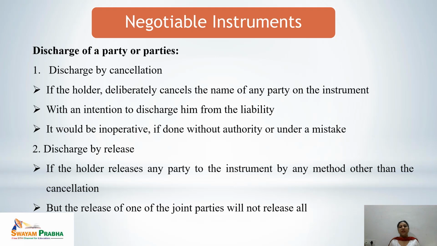If the holder releases any party to the instrument by any method other than cancellation, meaning if the holder willingly discharges any party or willingly accepts the cancellation, this would be covered under this point. But it is important to note that the release of one of the joint parties will not release all the parties. Meaning if there are two or more parties to a negotiable instrument, and the holder releases one party out of two, it doesn't mean that all the parties are being released; only the party to whom this right is given would be released.